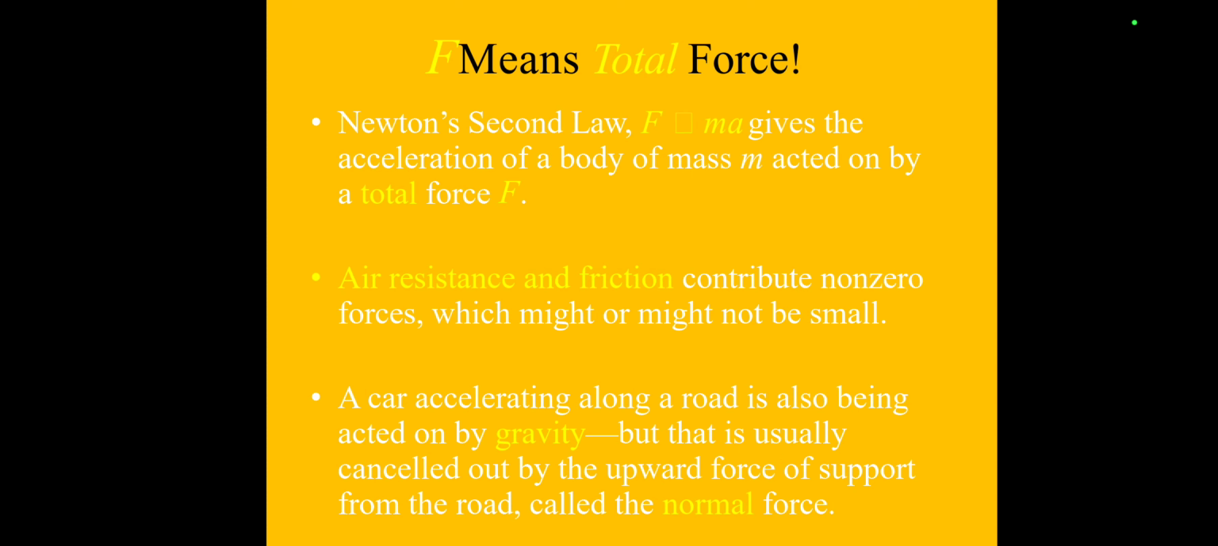F means total force. Newton's second law, F equals ma, gives the acceleration of a body of mass m acted on by a total force F. Air resistance and friction contribute non-zero forces, which might or might not be small, so they can be ignored. A car accelerating along a road is also being acted on by gravity, but that is usually cancelled out by the upward force of support from the road, called the normal force.